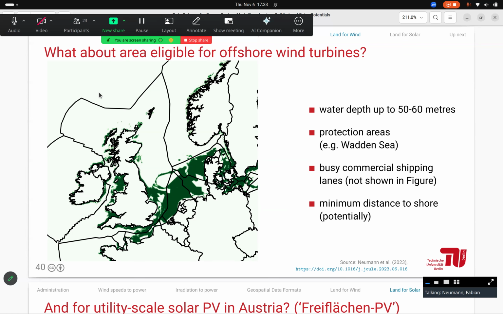You'd, for example, exclude extraction sites of fossil oil and gas. You would exclude commercial shipping lanes where there's a lot of ship traffic. These might also show up, and there's a lot of traffic here in the North Sea. So that also reduces the area available for wind turbine development. Maybe you're also required to keep a certain distance from the shore. Those are additional criteria one can consider here.